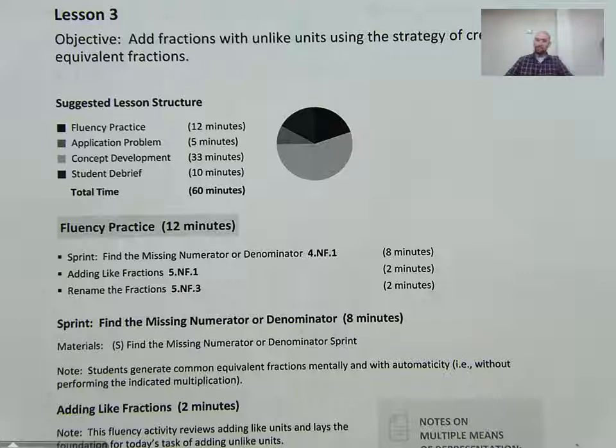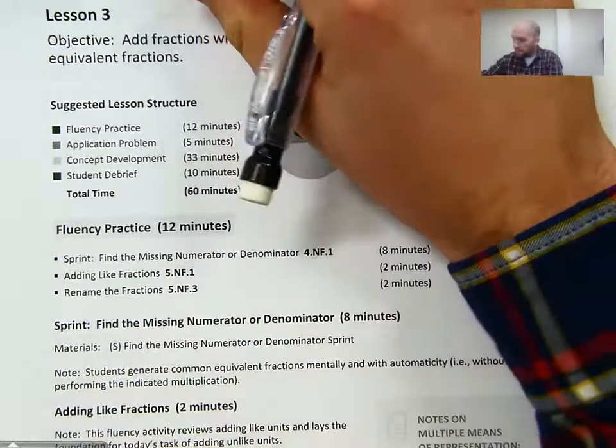This is 5th grade math, module 3, lesson 3. And today we're going to be adding fractions with unlike units using the strategy of creating equivalent fractions. So we're going to be using the area model today to try to add fractions together that don't have the same denominators. Let's move on and take a look at our first problem set here.